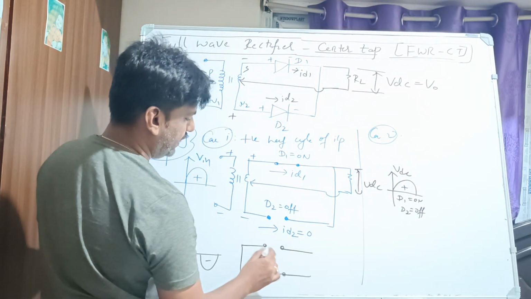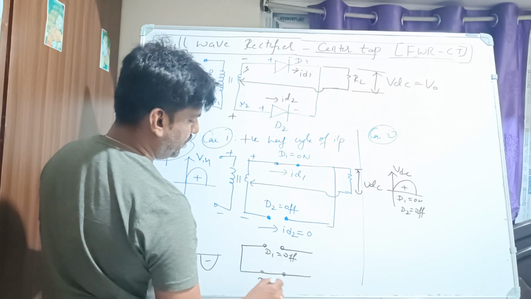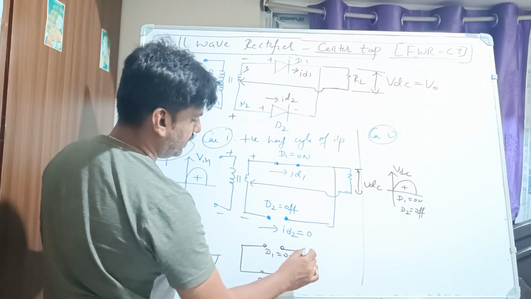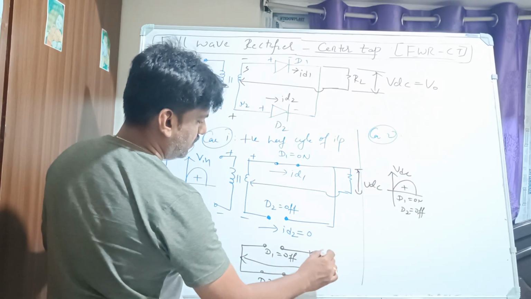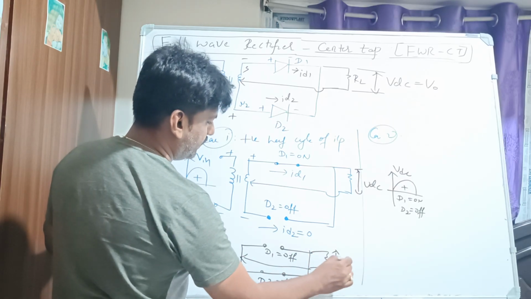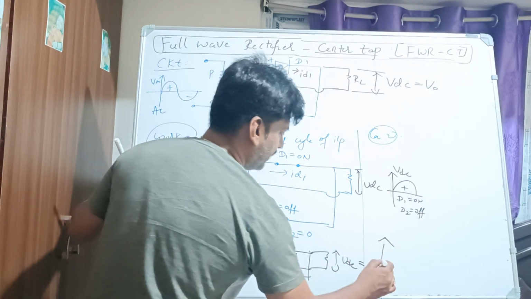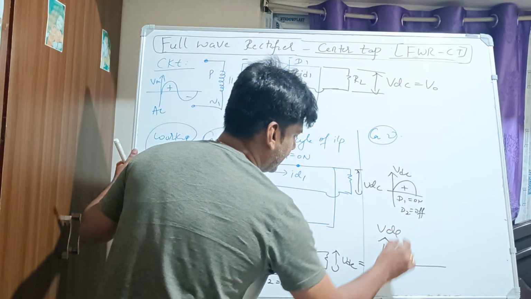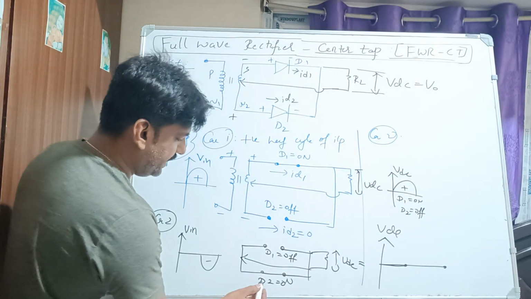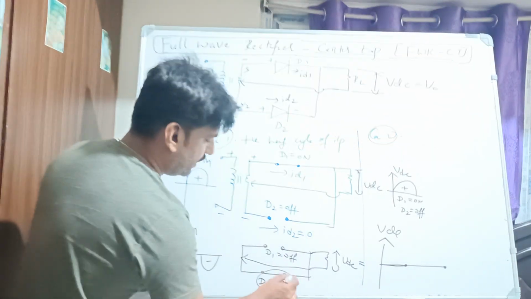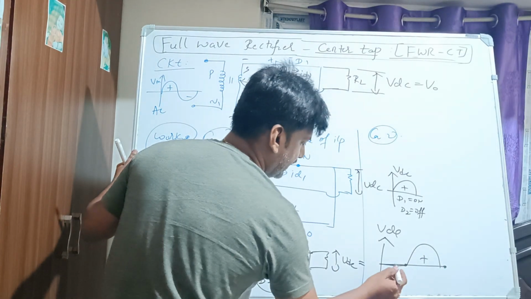right? So here diode D1 is off. What is diode D2? D2 is on, right? So everything else is the same. It is VDC. So how are you going to get VDC? You get VDC for the negative half cycle. In the negative half cycle, diode D2 is on, and the type of output you are getting is the same.